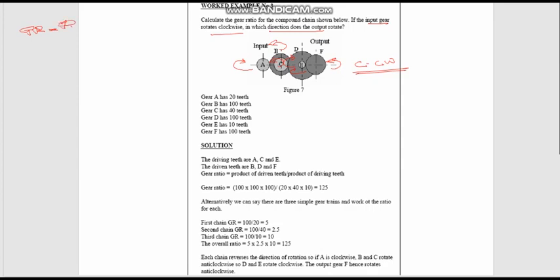Product of T of a driven gear divided by product of T for the driver, right? So then we can just calculate the ratio between the two.